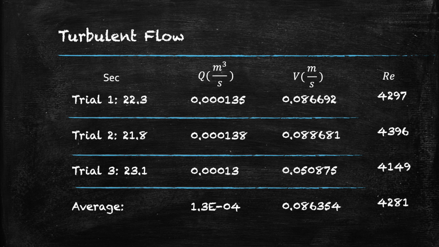And for turbulent flow, Trial 1 was 22 seconds, with a Reynolds number of 4,297. Trial 2 was 21 seconds, with a Reynolds number of 4,396. And Trial 3 was 23 seconds, with a Reynolds number of 4,149, with an average of 4,281.